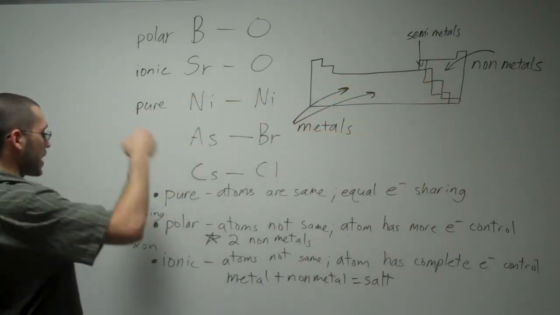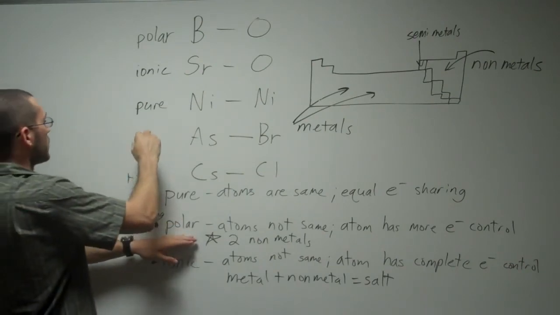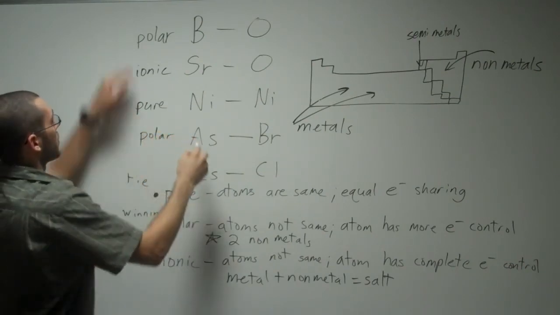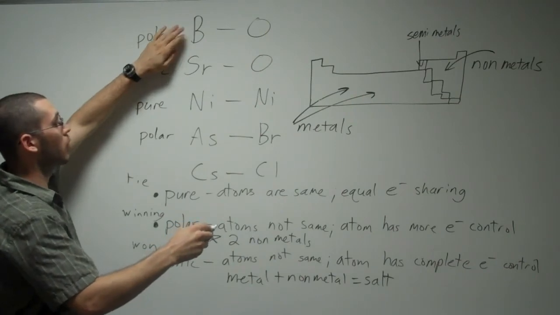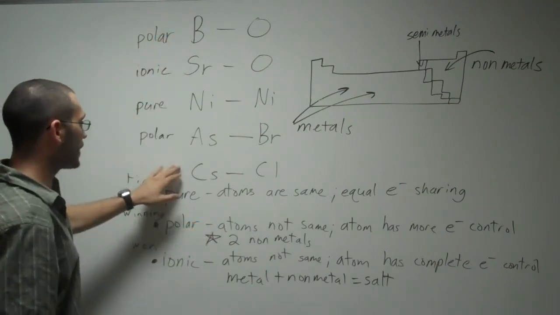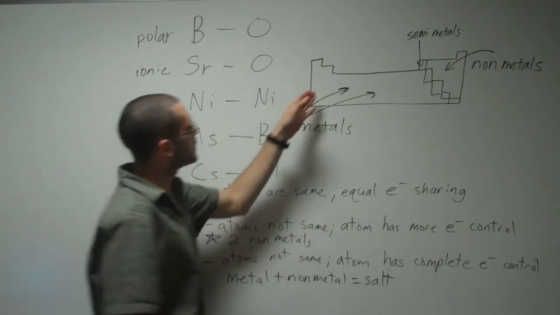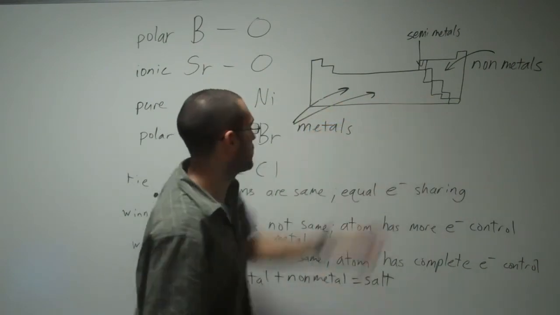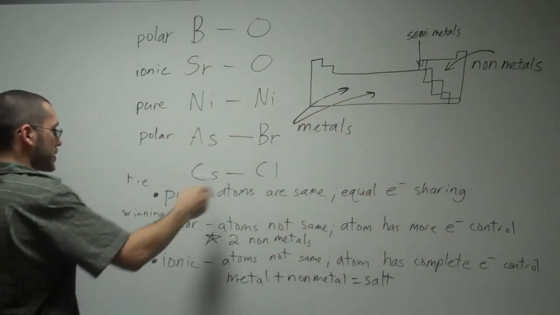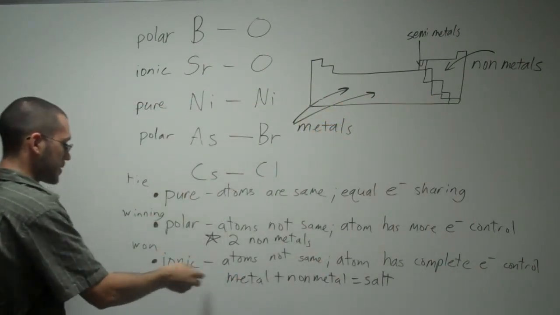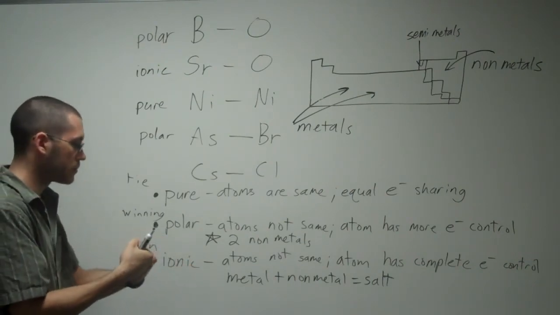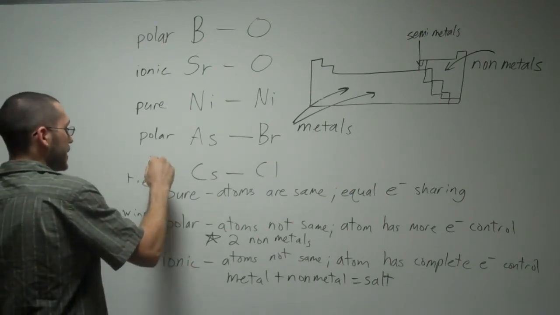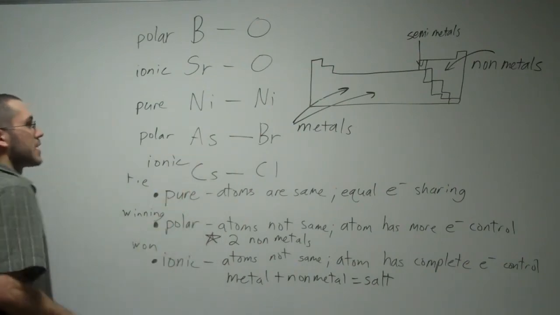So this is going to be polar, just like up here with the boron. And finally, we have cesium and chlorine. Cesium is a metal, chlorine is a nonmetal. So that's going to be a salt, also known as having an ionic bond. There we go. That's how we answer this question.